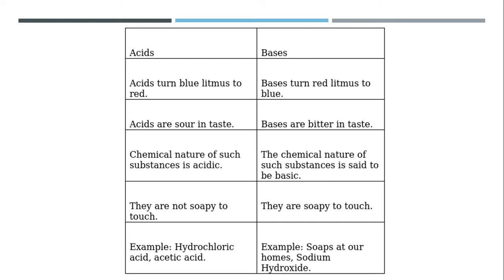The chemical nature of a substance that contains acid is acidic. The chemical nature of a substance that contains base is said to be basic. That means if it contains base, we call it basic. If it contains acid, then we call it acidic. Acids are not soapy to touch. We don't feel any soapiness when we touch lemon juice or acetic acid. They contain acid, but we don't feel any slipperiness on touch, right?